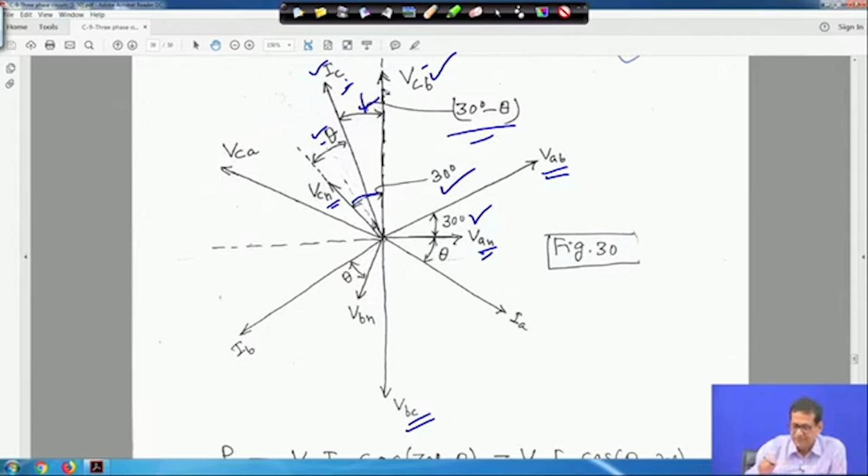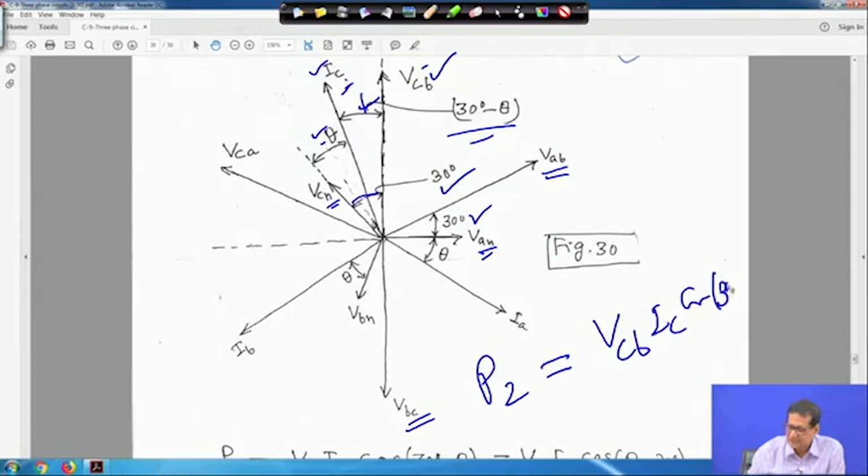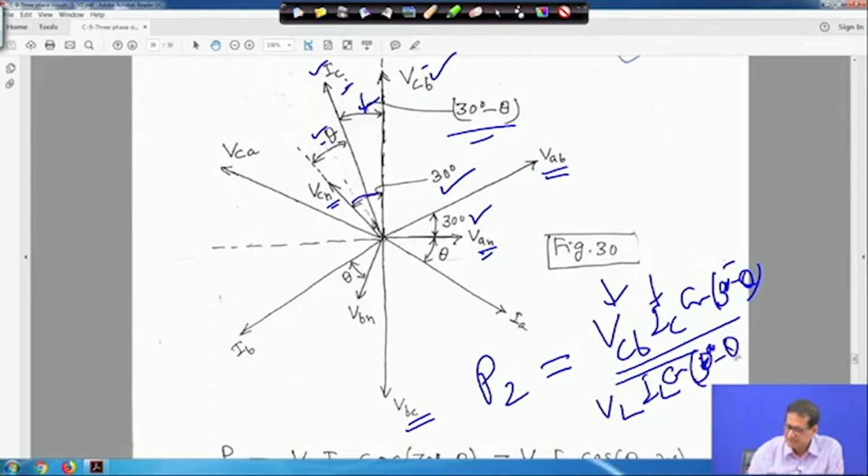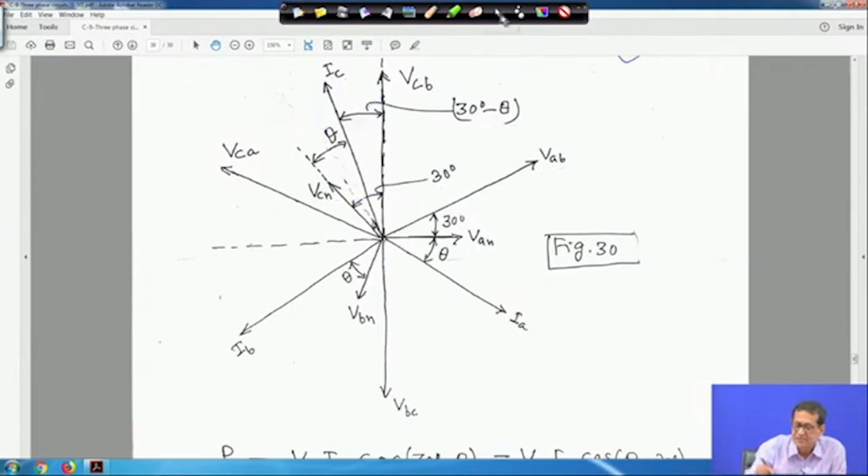Then, for the second wattmeter reading, P2 should be equal to VCB, then IC, then cosine (30 degree minus theta), right. This VCB is a magnitude, and this is also a magnitude. So, VCB is equal to VL, IC is equal to IL, and it will be cos (30 degree minus theta). This is the reading of the second wattmeter, right. Let me clear it, and let me increase the zoom.